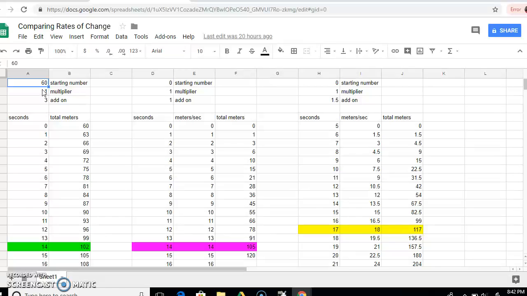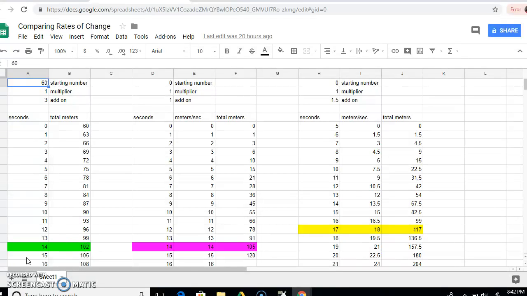So here over on the left, I gave the number 60 because that was the starting meters. The multiplier was 1 and the add-on was 3, and that is because it stated that the turtle walked at a nice steady rate of 3 meters per second for the duration of the race. So this was a constant rate. So here we have in this column seconds, and we went from 0 on, and then the total meters starting at 60, increasing by 3 each time.